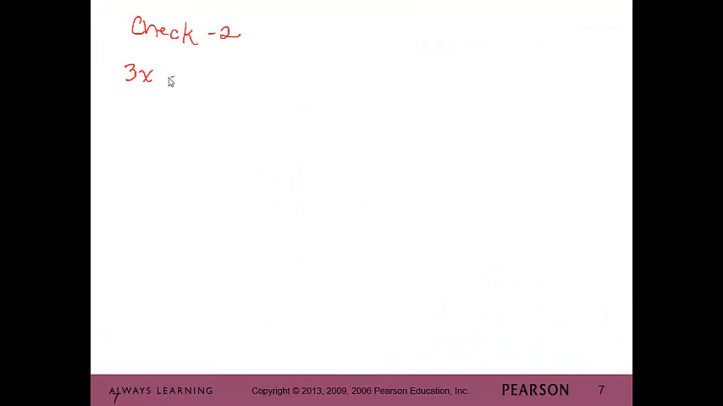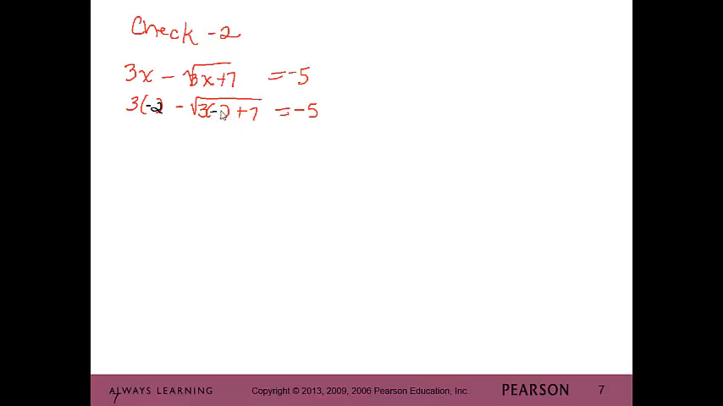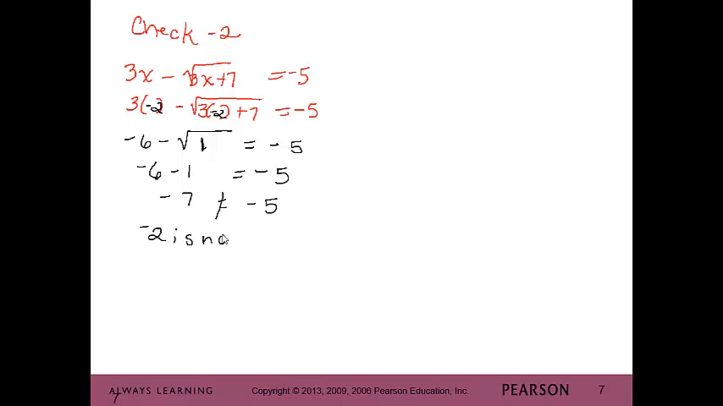You're always checking the original: 3x minus the square root of 3x plus 7 equals negative 5. So 3 times negative 2 minus the square root of 3 times negative 2, plus 7 equals negative 5. So that's going to give you a negative 6 minus the square root of negative 6 plus 7, which is going to give me 1, equals negative 5. So you do the square root of 1, that'll give you negative 6 minus 1, which equals negative 7. This gives me negative 7 equals negative 5. So negative 2 is not a solution.